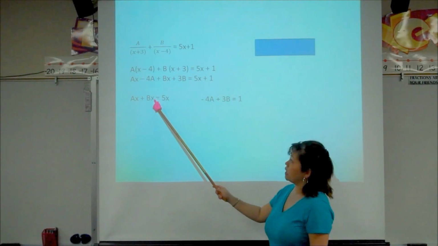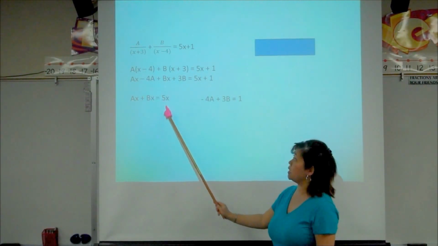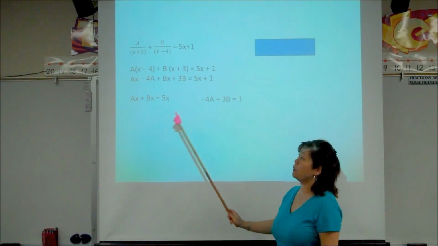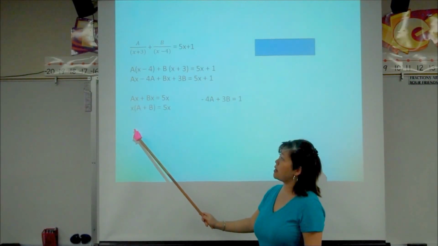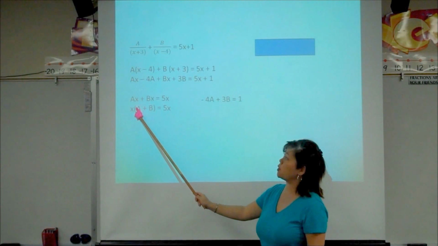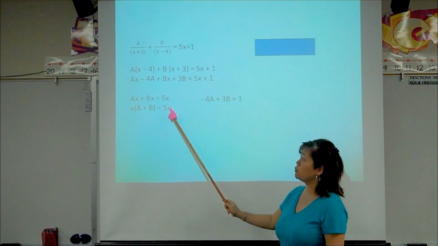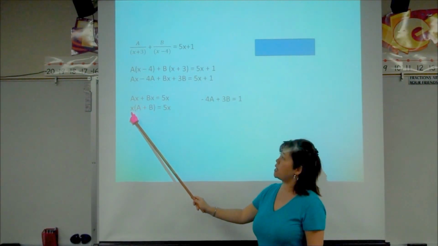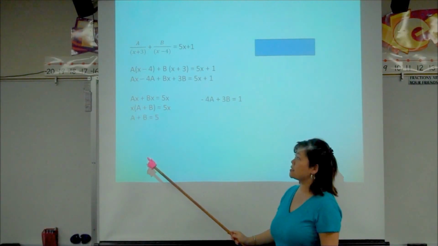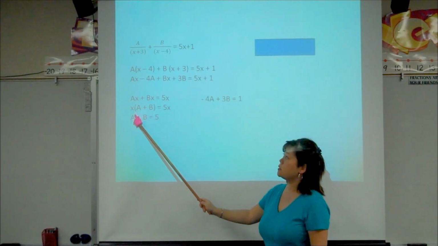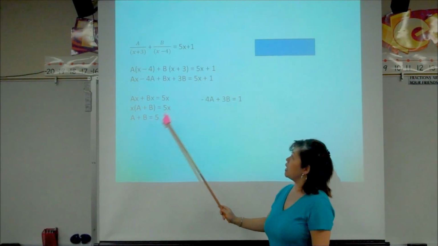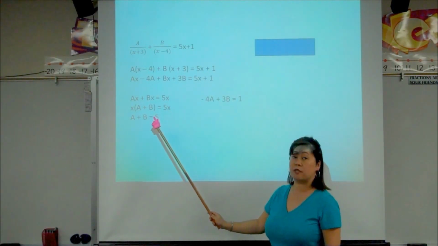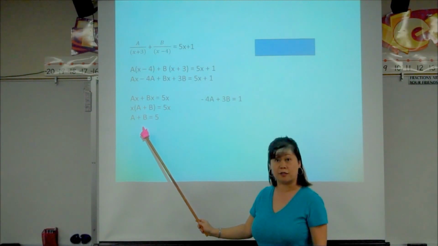Now, I'm going to continue to work on this side, leave this side for right now, and we're going to go ahead and factor out an x on this side right here. So we factor out an x, that's going to have x parentheses a plus b equals 5x, and we're going to divide by x on both sides, and that's going to cancel out the x's for us. So we have that a plus b equals 5. Now this right here and this becomes our system of equations, which we have done early on this chapter.